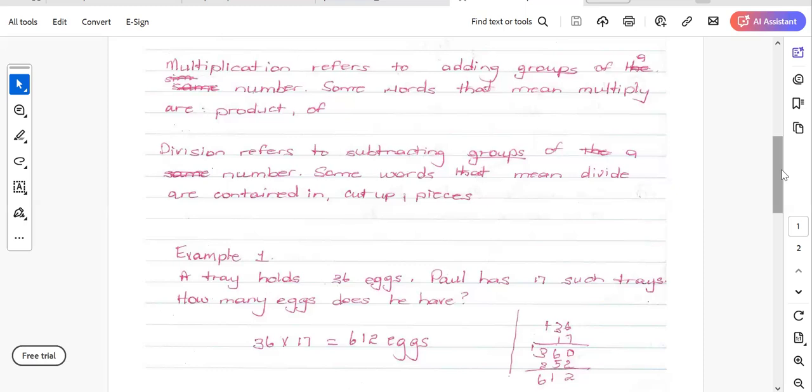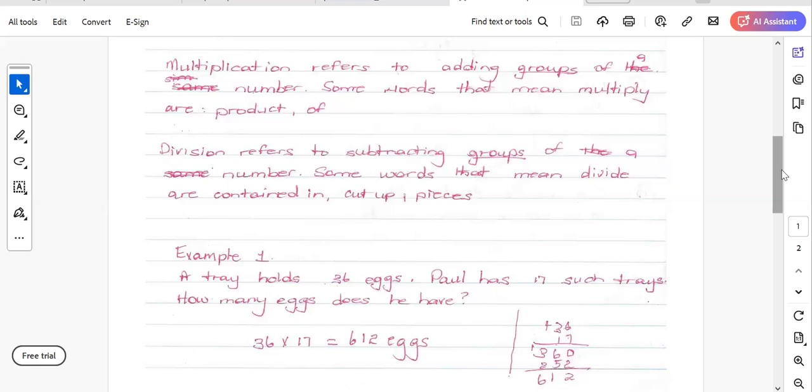So it's the opposite of multiplication. Some words that would mean divide are contained in, cut up, pieces. So guess what? We are going back to Jane with her dollars, right? So let's say Jane had 5 boxes and she had $25 altogether. So there are 5 boxes, $25 altogether.